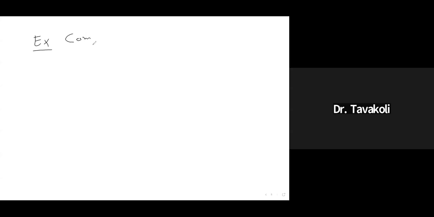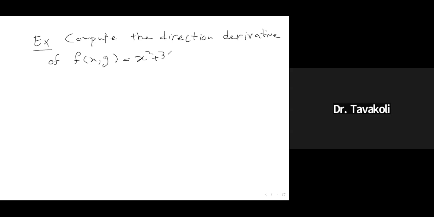So we want to compute the directional derivative. We need a function given, so f of x and y is x squared plus 3xy. We need a point. Suppose the given point is (2, 1), and we need a direction which should be given as a unit vector.